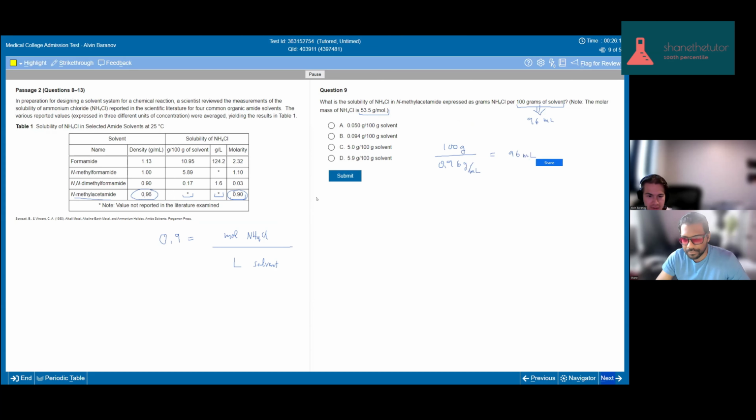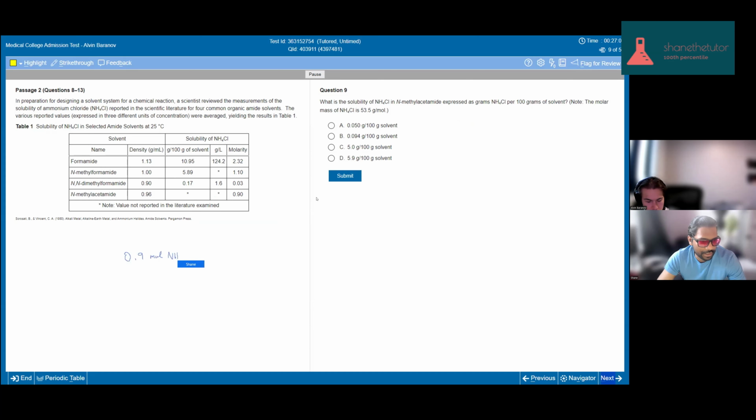So will we then plug that into that equation? 0.9 equals moles, and then we get the moles of NH4Cl. Yep. So the 0.9 here should then be 0.9 moles of the solute per liter. Here, I'm going to just redo this. Okay, so the 0.9 is the molarity, or moles of NH4Cl over liters of the solution.